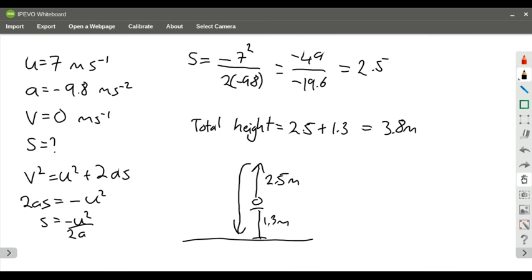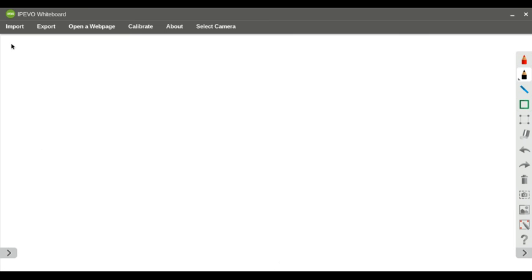All right, so what do we know? We want to know the time taken. So I know that my first distance is 2.5 meters. My initial velocity was 7 meters per second. My acceleration is minus 9.8 meters per second squared. My final velocity on the first journey is 0 meters per second. So I want to know time.